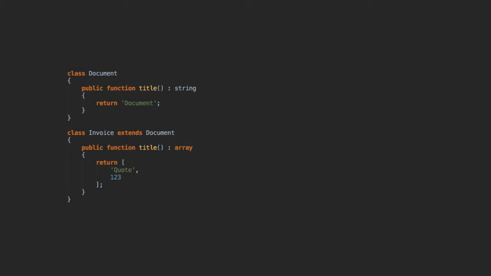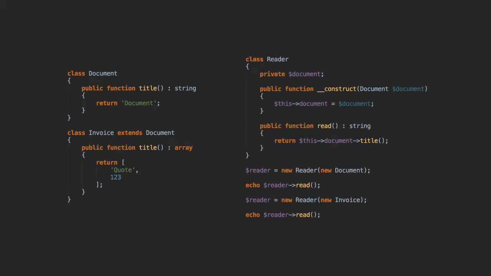In this case, if we were to use the Reader class with an instance of the Invoice, the call to the read method with the echo statement would fail because you cannot echo arrays. Let's have a look at a similar example in the editor.